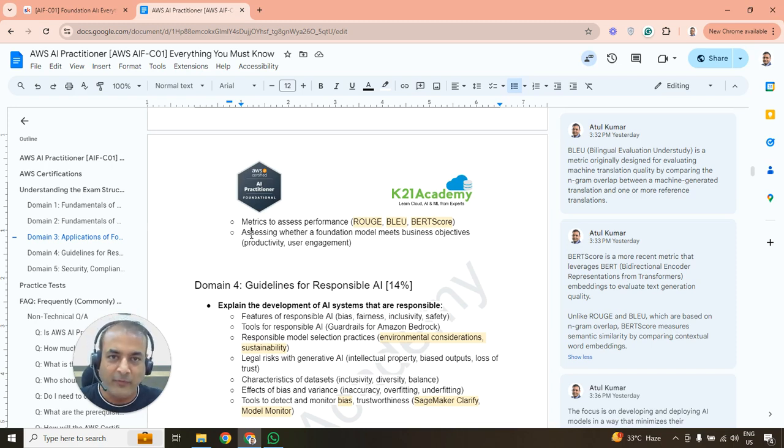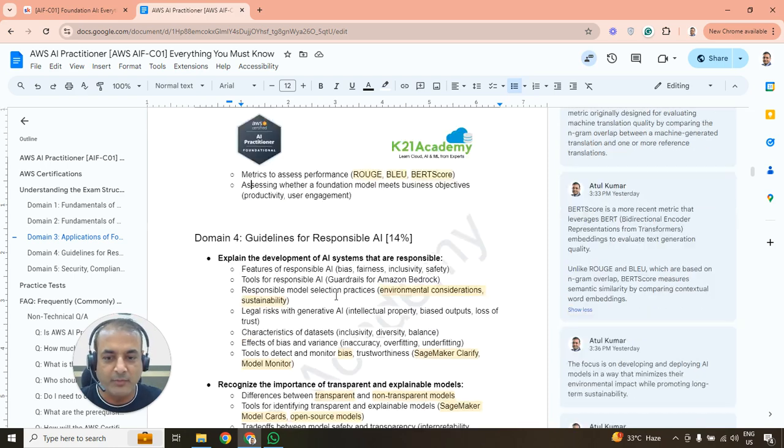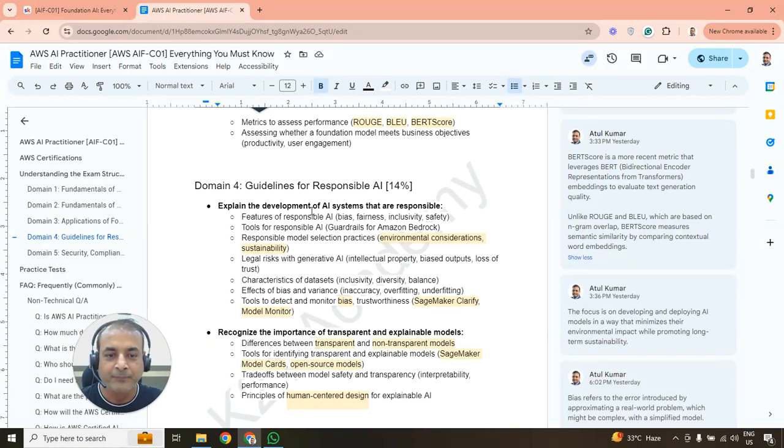Domain 4 is for responsible AI. It's a big topic, and a lot of companies hire just for making sure that AI is being implemented responsibly in the company. That's around 14%. And this is where you see what the features are that tell you about responsible AI: bias, fairness, inclusivity, safety, and then what tools are available, as some of these tools you'll be working with as guardrails in Amazon Bedrock. Okay, and you'll see practical examples of those.